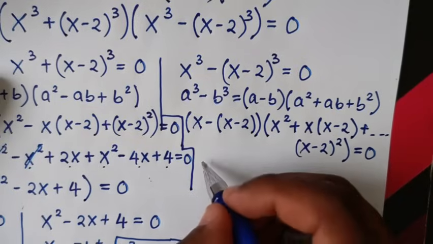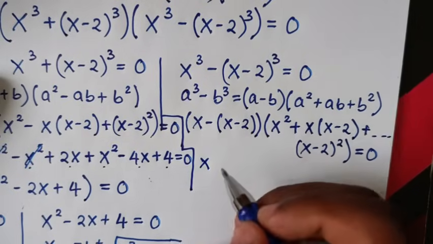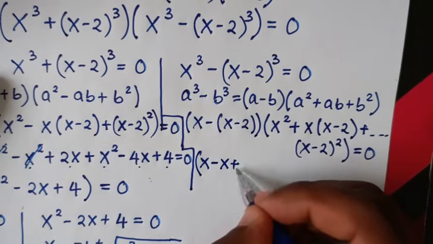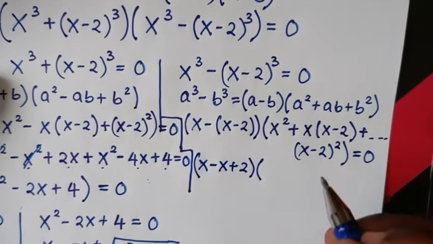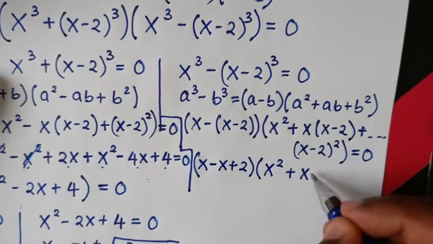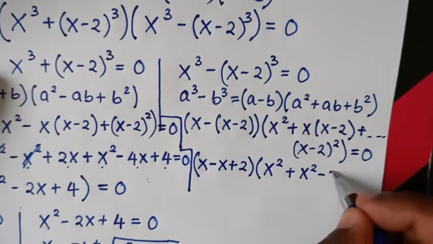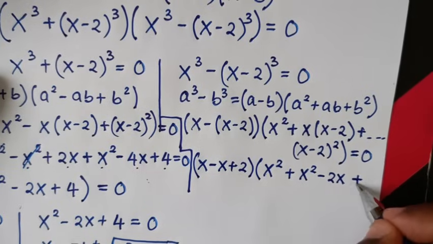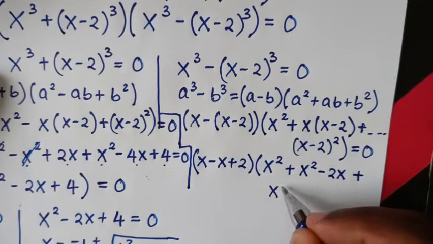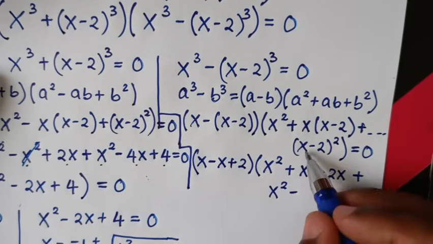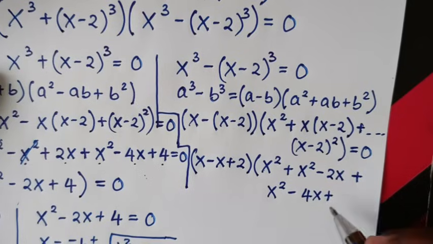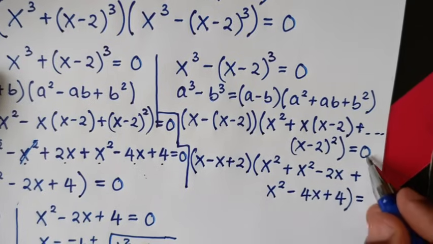Then here it will be x, then we take the negative inside the bracket, so it will be negative x, and negative and negative 2 will be positive 2. Then in the bracket, here it will be x squared, then plus x times x is x squared, x times negative 2 is negative 2x, then plus we expand this, so it will be plus x squared, then minus 2 times x times 2, which is 4x, then plus 2 times 2 is 4, and this is equal to 0.